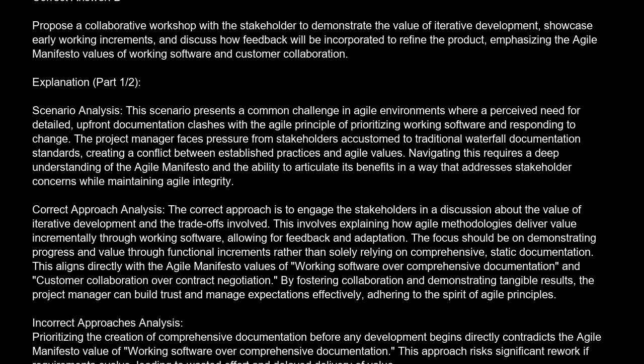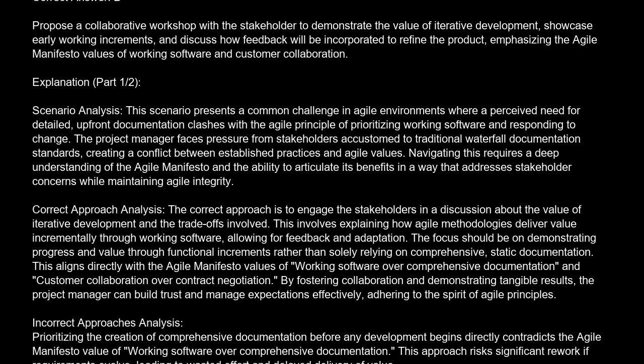Scenario analysis. This scenario presents a common challenge in Agile environments where a perceived need for detailed, upfront documentation clashes with the Agile principle of prioritizing working software and responding to change. The project manager faces pressure from stakeholders accustomed to traditional waterfall documentation standards, creating a conflict between established practices and Agile values. Navigating this requires a deep understanding of the Agile Manifesto and the ability to articulate its benefits in a way that addresses stakeholder concerns while maintaining Agile integrity.